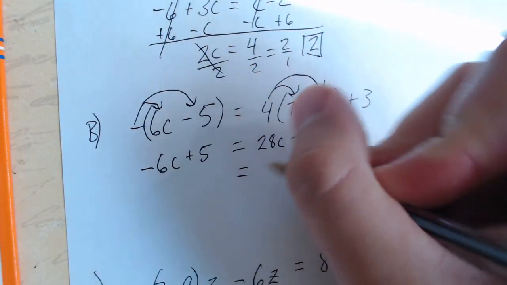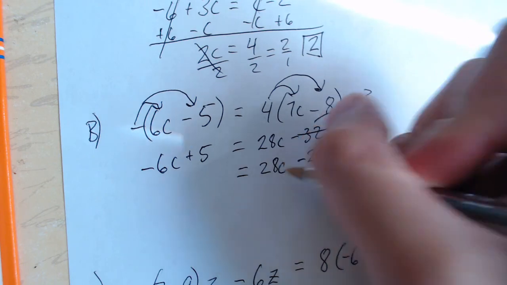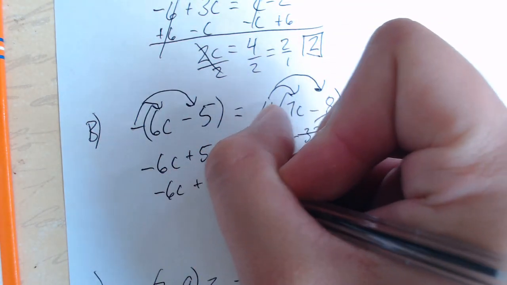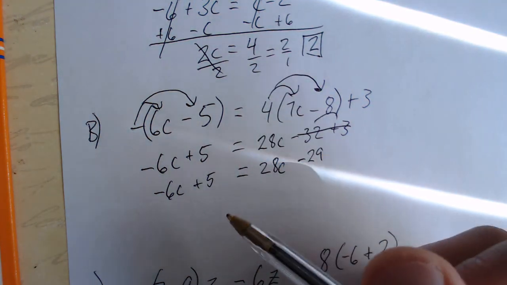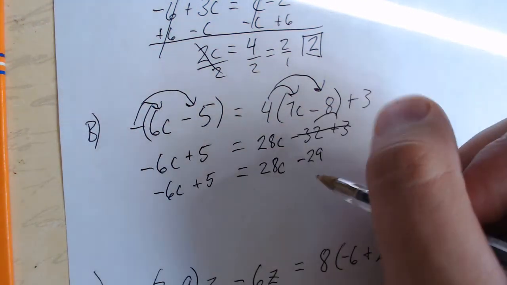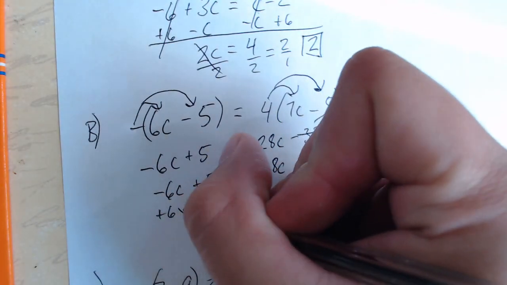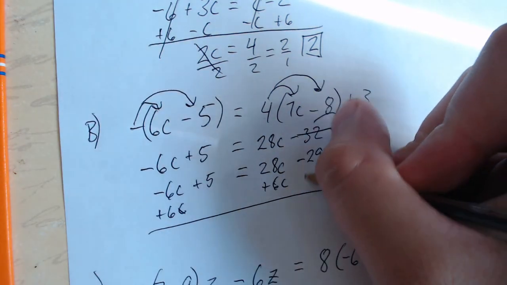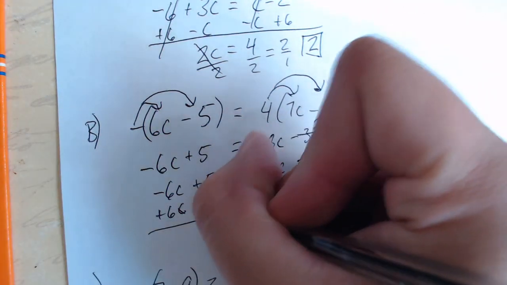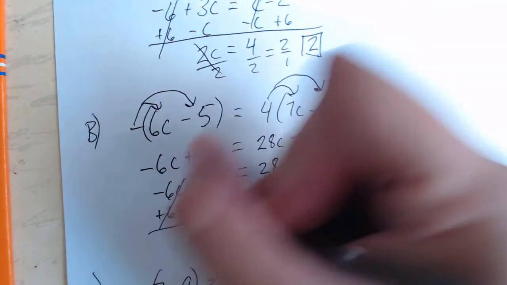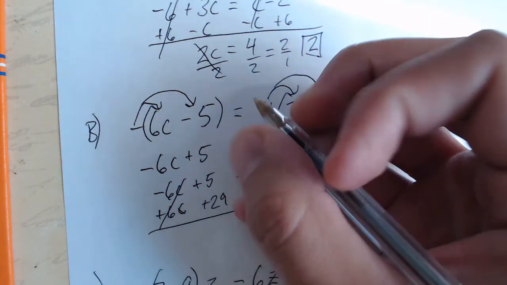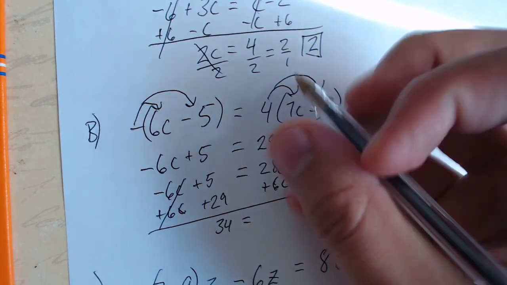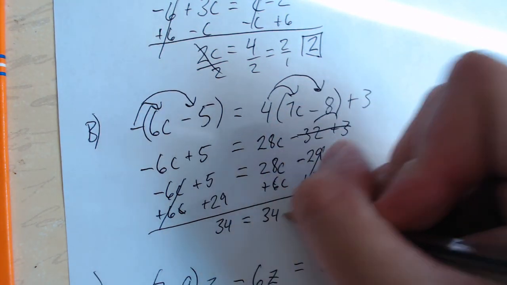So now our equation is 28c minus 29 on the right side, and negative 6c plus 5 on the left side. Now we just have to move our c's and our whole numbers over, so I'll add 6c to this side and add 6c to this side. And then I'll add 29 to this side and add 29 to this side. Those cancel. Those cancel. 29 plus 5 gives us 34. And 28 plus 6 also gives us 34.